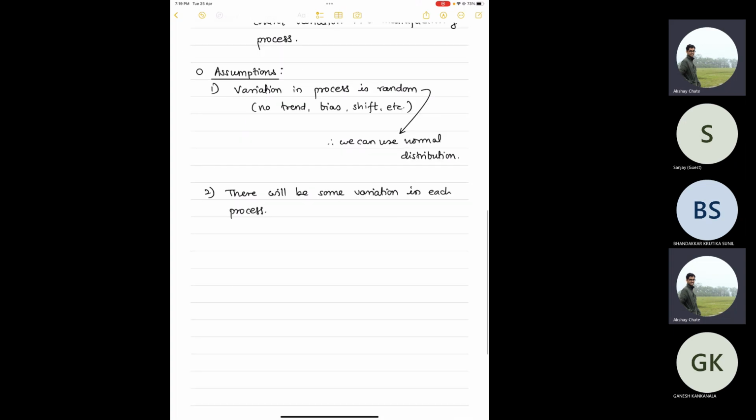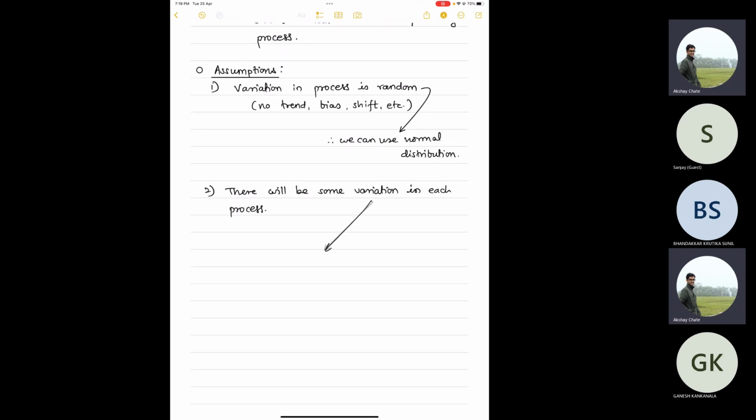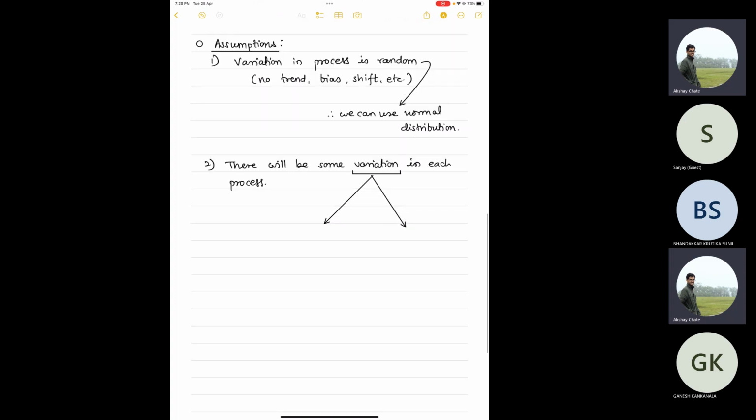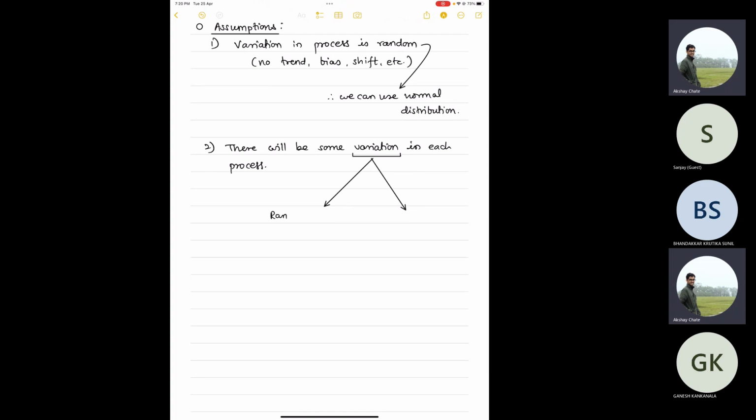Now there are two types of variations. I'll just put it here. Maybe this word which we are saying, there will be some variation. So there are two types of variations that we consider here. One is random variation. This is because of natural causes that you can't control. This is also called chance variation or common variability, something like that. But this is the random one which you can't control.